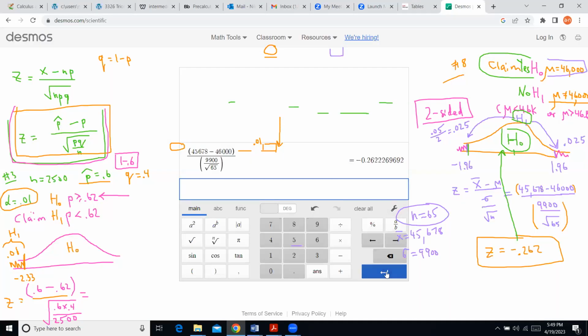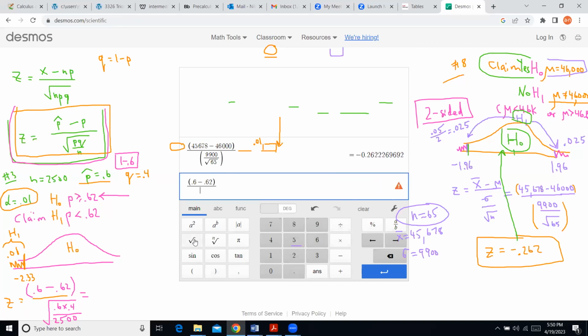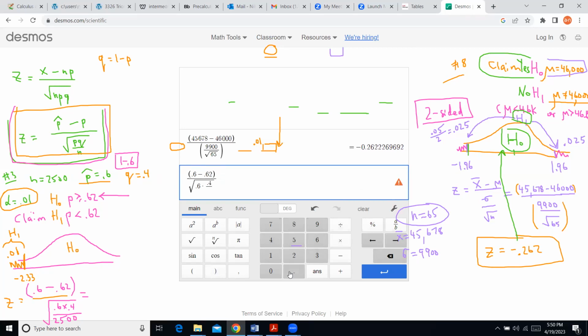So let's put this in a calculator. 0.6 minus 0.62. Here you divide by a square root extracted from 0.6 times 0.4, right? And divide this by 2,500. So there we have the z-score, and I can see it's a -2 and a little something, -2.041. We don't need any more of those digits.